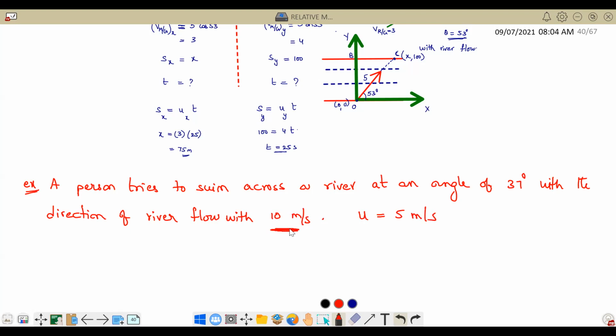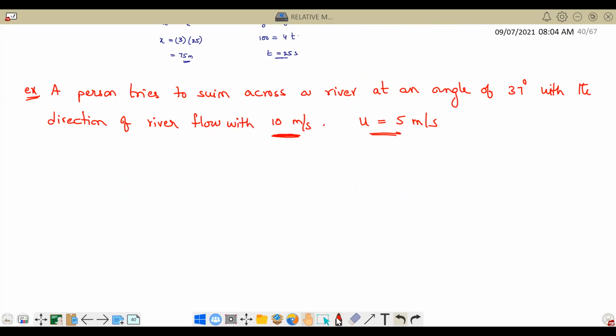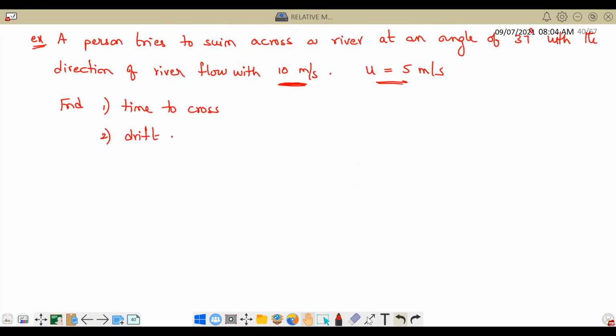This is u already. So now find the time to cross the river and the drift. That's all. Can you do it? Very easy, no? I'll give you the diagram. You can do it.